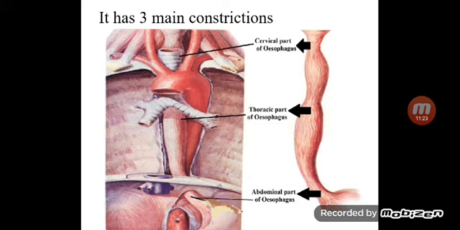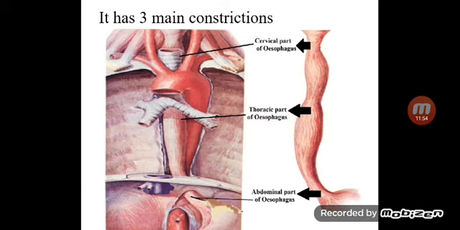Normally, the esophagus has three constrictions. These are anatomic and physiologic constrictions. They are normal constrictions found in the esophagus. If you look at this slide, the first one is at the level of C6, at the region where the esophagus joins the pharynx. This is the first one, at the level of the 6th cervical vertebra.